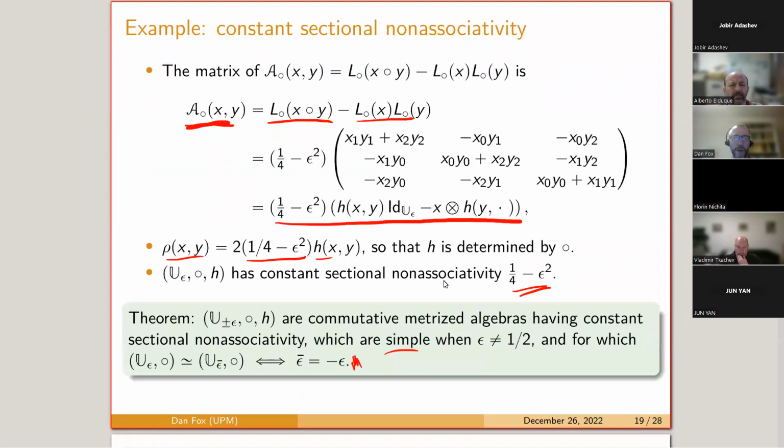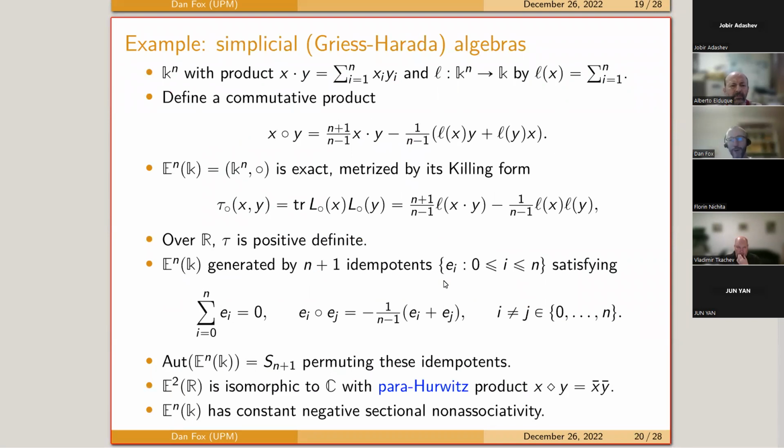So this is the last concrete example before I start saying... This is an example of a family of algebras that in every dimension n have constant negative sectional non-associativity, when it makes sense to speak of negative. So I want to think of K^n, the field to the nth power, with the pointwise product. So this is just the dumbest possible thing. I have this linear form, which is just some sort of trace. And we define a perturbed commutative product. This is the usual pointwise multiplication from above, and we're just perturbing it by this linear form. And it's easy to check that this algebra is exact and it's metrized by its Killing form, which takes this form. And over the real numbers, this is positive definite. In general, it's non-degenerate.